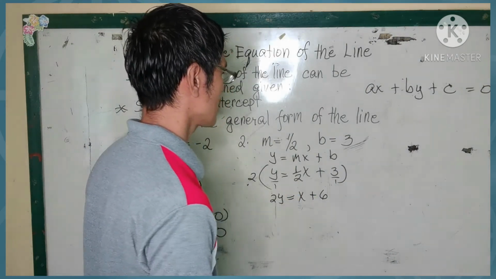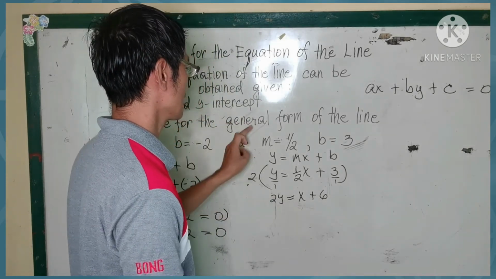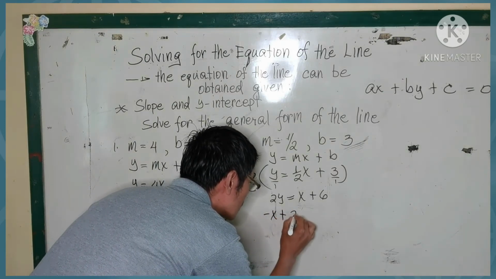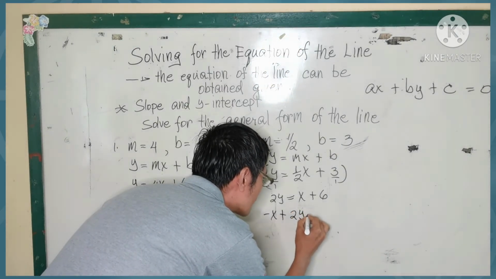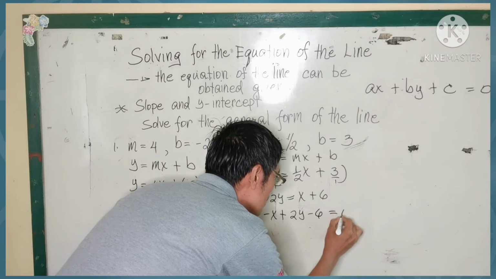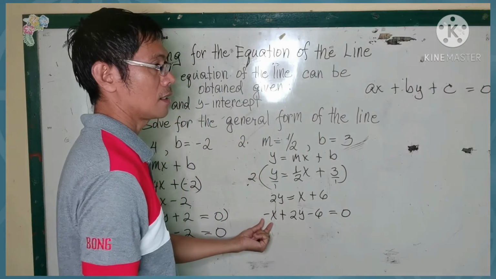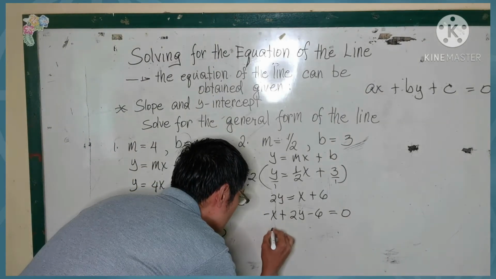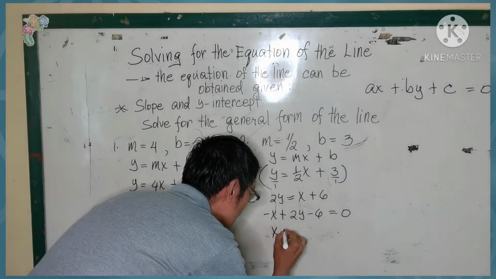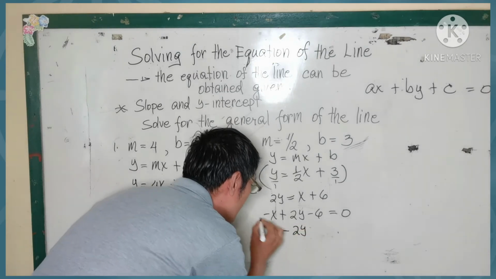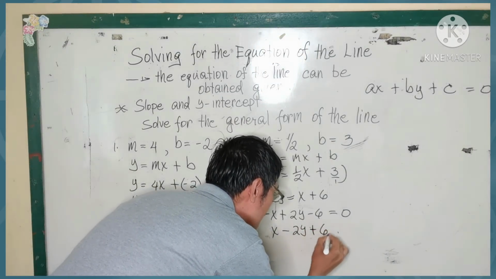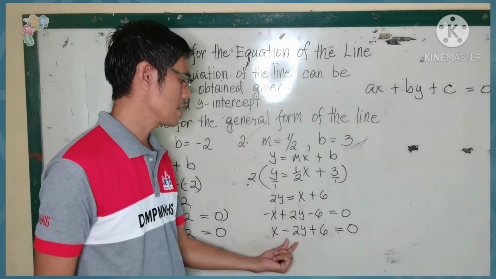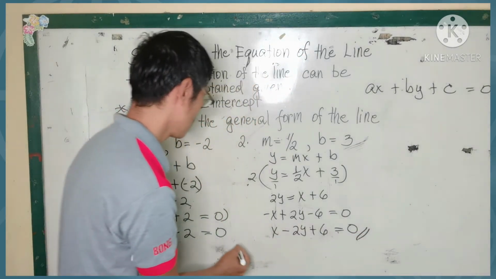Then again, transposing all the terms on the left side, or writing our answer in general form, that is equal to negative x plus 2y minus 6 equals 0. Since negative ang leading term, we are going to multiply negative to all the terms. So negative times negative, positive; negative times positive, negative; then negative times negative, positive 6; then 0. So the final answer is x minus 2y plus 6 equals 0.